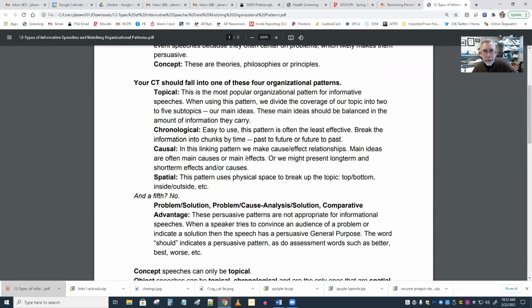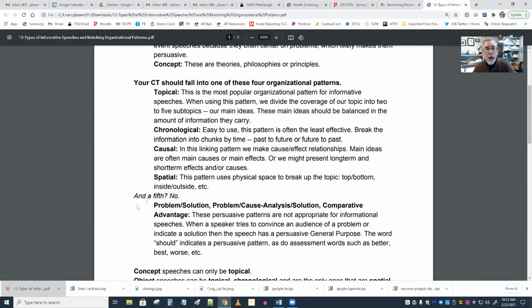And concepts are usually a little easier to figure out because they are ideas, right? Theories, philosophies, principles. So that's how we separate out, how we categorize SPSs. We can also categorize central theses. Is it topical? Topical is most common.